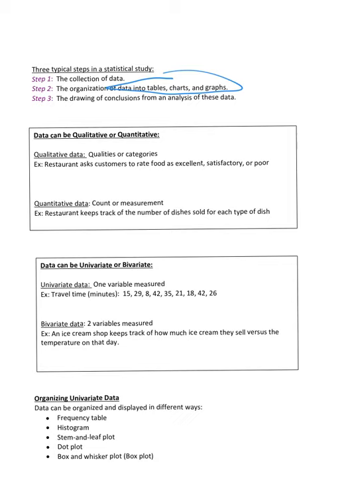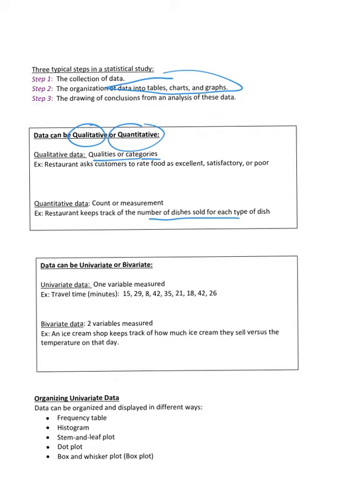Qualitative versus quantitative data you guys have looked at in science class. Qualitative is qualities or categories. For example, just rating as excellent or satisfactory or poor. Quantitative data is numbers, counting, measurements. For example, keeping track of how many dishes a restaurant sells.